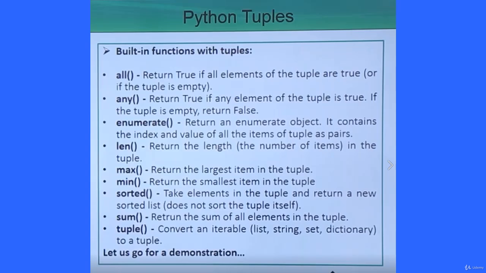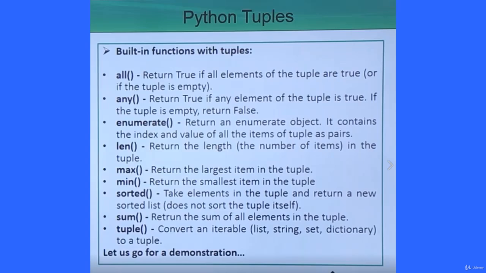Next one is len. Return the length, that is the number of items in the tuple. Next one is max. Return the largest item in the tuple. Next one is min. From the function name itself we are getting the purpose. Return the smallest item in the tuple. Next one is sorted. Takes elements in the tuple and returns a new sorted list. And next one is sum. Return the sum of all elements in the tuple.